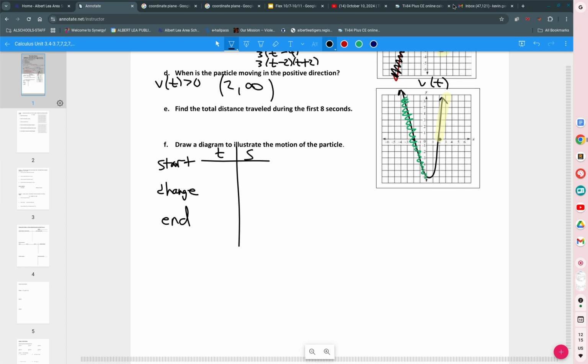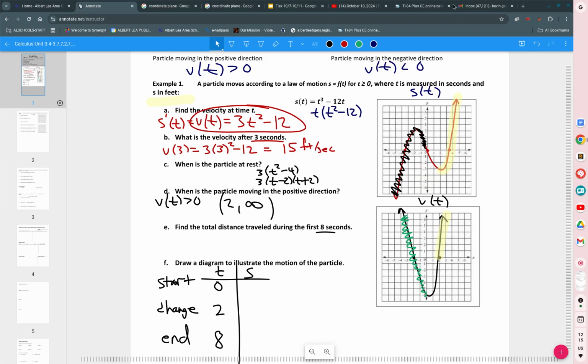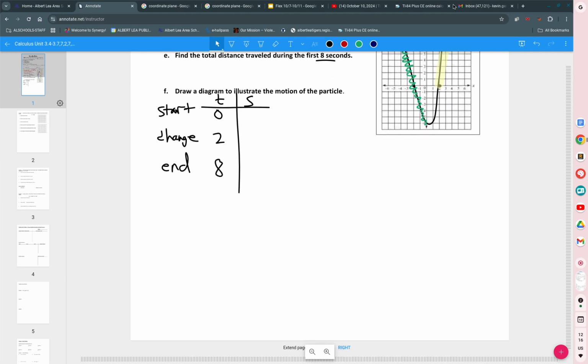Now we know we begin at time equal to 0. And at what time do we change direction? 2. And at what time do we end? 8. It says over the course of the first 8 seconds. So what I'd like to do is figure out where I'm located during those times. Right now we can see that s gives us position. Notice we've talked a lot about the velocity function, but it's actually the position function, the original one, that gives us our direct location. So we're going to use none other than t cubed minus 12t to determine our position.